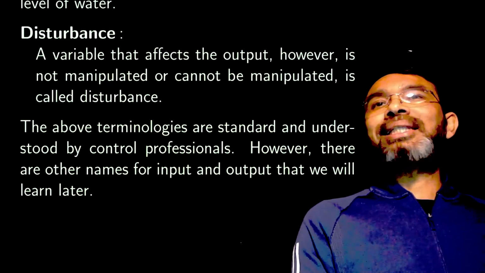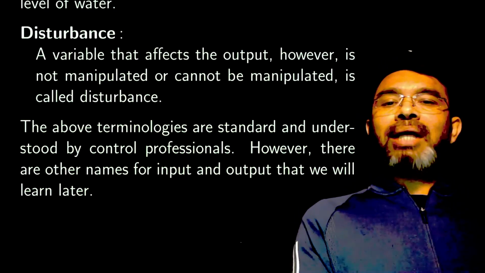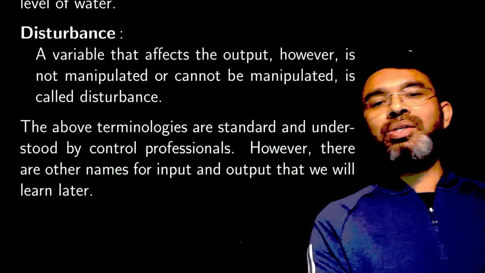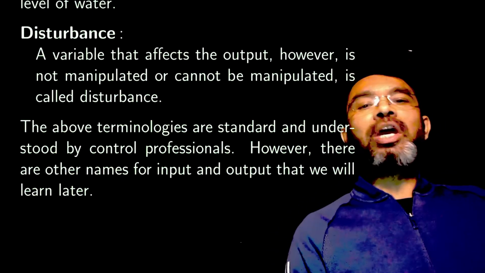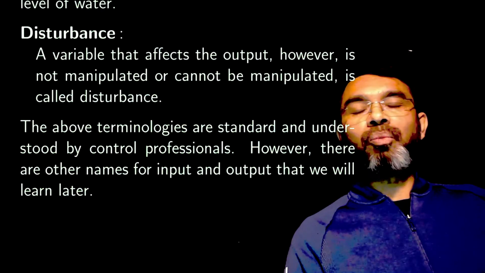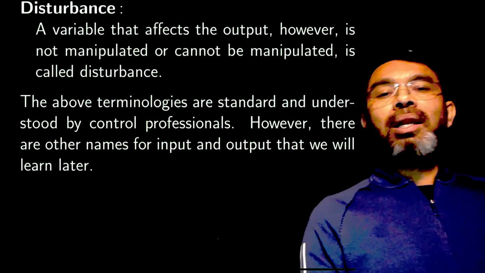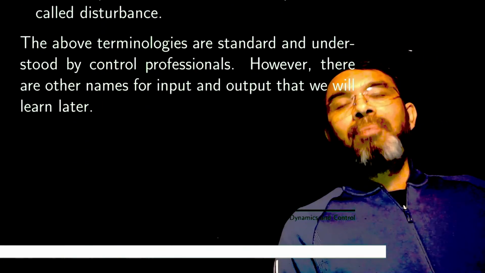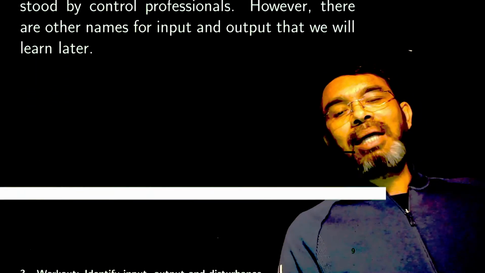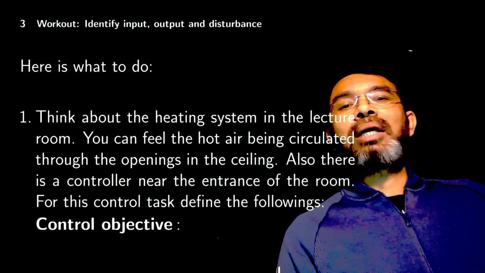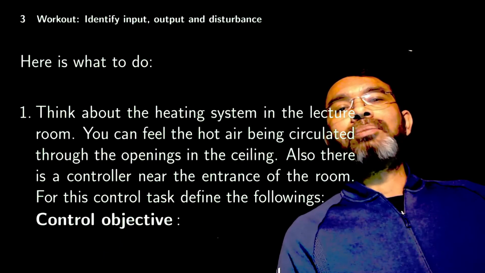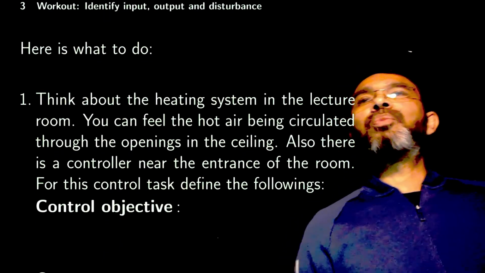Those are called the disturbance variables. Now these terminologies are standard and understood by control professionals. However, there are other names for these terms. So input and outputs are named in different ways as well. So we'll learn those later. But next, let's look at some other examples where you can go through to understand the concept in a better way. So this is a workout problem.